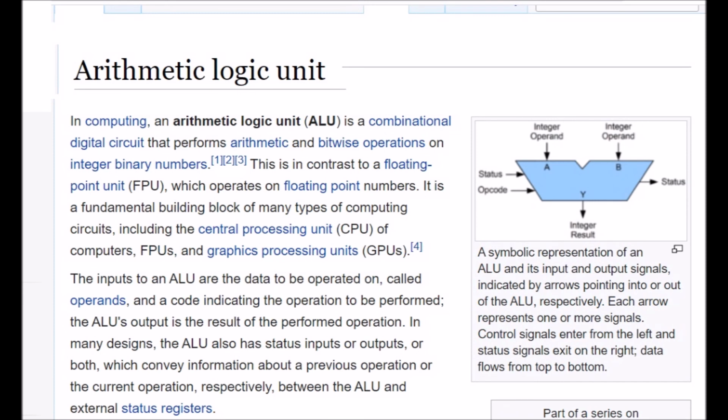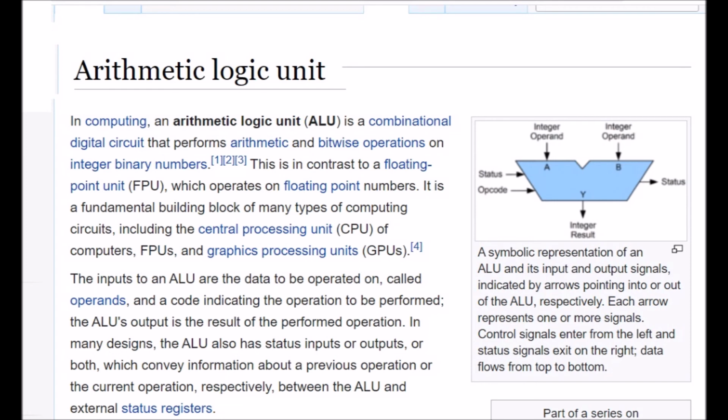ALU, Arithmetic Logic Unit. In computing, an arithmetic logic unit, ALU, is a combinational digital circuit that performs arithmetic and bitwise operations on integer binary numbers. This is in contrast to a floating point unit, FPU, which operates on floating point numbers. It is a fundamental building block of many types of computing circuits, including the central processing unit of computers, FPUs, and graphics processing units, GPUs.